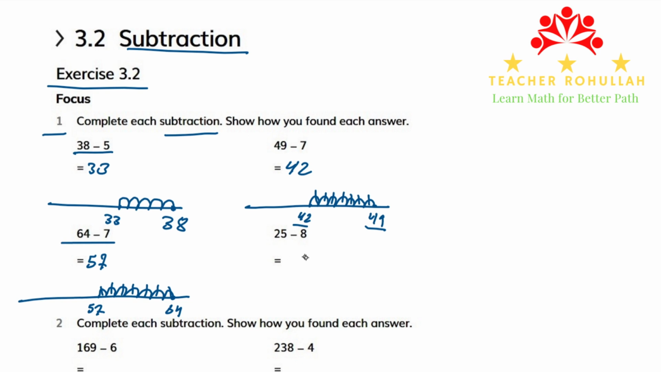The last problem is 25 minus 8. Because I said I will use count back in this question, so here also I will draw a line. We assume this point is 25. We count back 8 numbers: 24, 23, 22, 21, 20, 19, 18, 17. So we counted back 8 times: 1, 2, 3, 4, 5, 6, 7, 8. This means if we subtract 8 from 25, we will get 17. The answer is 17. We are done with question number 1. Let me scroll down to move to question number 2.